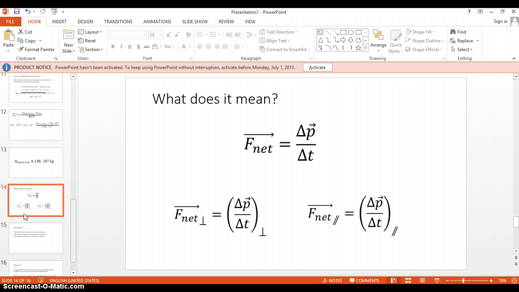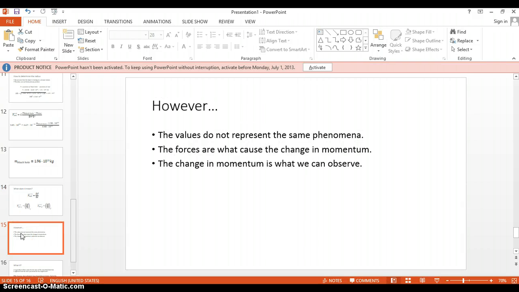So the net force is the change in momentum with respect to time. And the perpendicular component of the net force is the change in momentum with respect to time, perpendicular. And the net force parallel is the change in momentum with respect to time, parallel. But there's a caveat behind. The values do not represent the same phenomenon, and the forces are what actually cause the change in momentum.